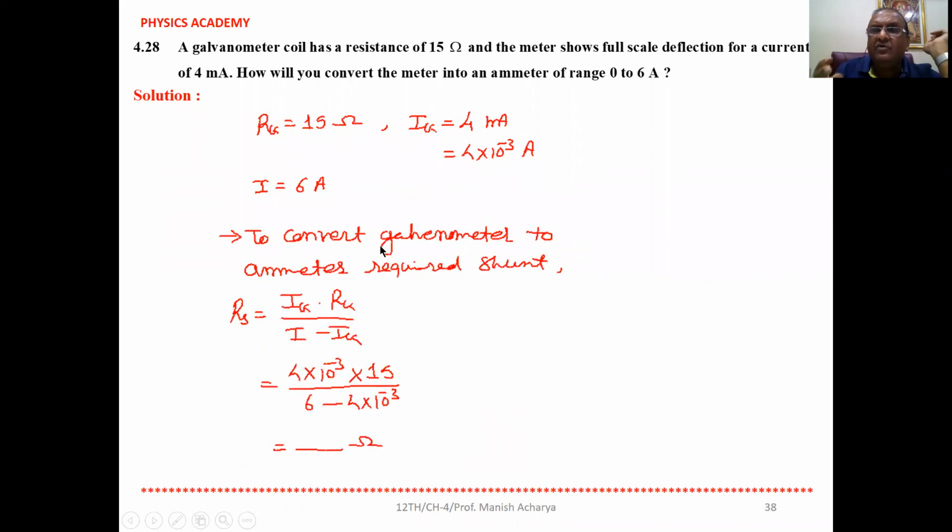Now to convert the galvanometer into ammeter, we have to connect a small resistance parallel to the galvanometer, which is known as the shunt. So the required shunt, as per equation, Rs equals Ig into Rg upon I minus Ig. Ig is 4 milliampere, so that is 4 into 10 raised to minus 3. Rg is 15. I is 6. And Ig is 4 into 10 raised to minus 3. Solve this one, you will get the value of shunt. Clear to all of you?